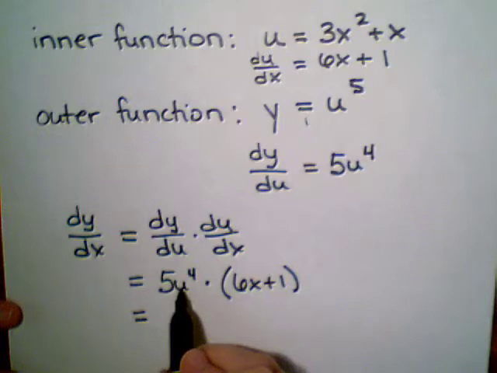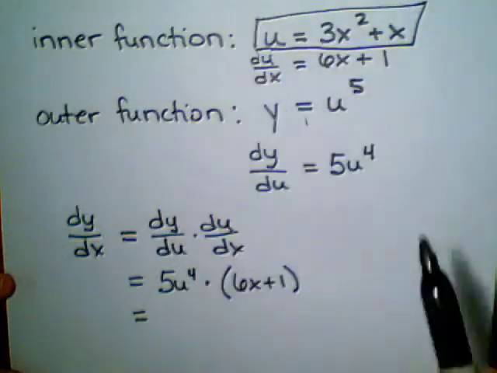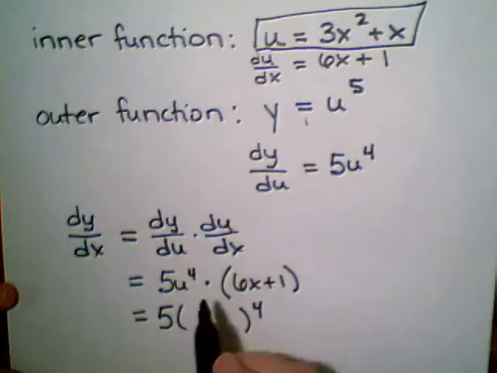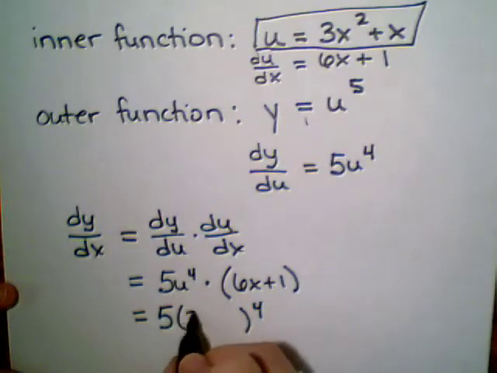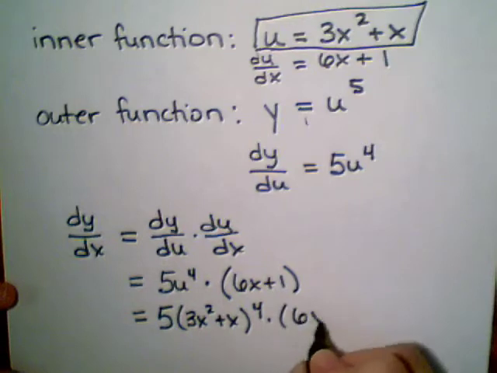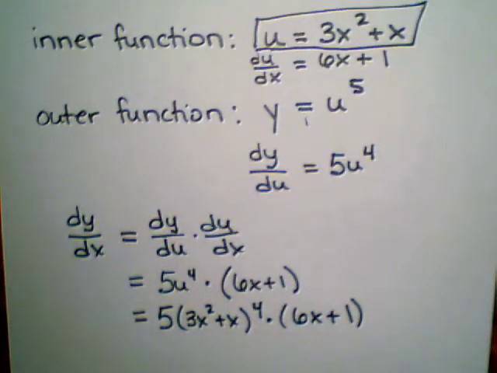Okay. Now the notation tells us we want our function to be just a function of x. U is a placeholder. From the very beginning, we said u is going to take the place of the polynomial 3x squared plus x. So let's substitute back in. Wherever we see a u, we substitute our original polynomial. And that dot was supposed to be multiplication. So our final answer, dy dx, is 5 times the polynomial to the fourth power times 6x plus 1.